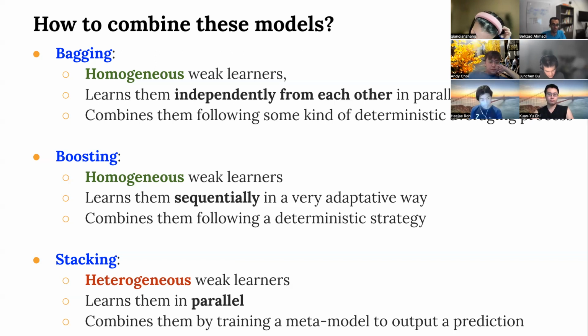Another approach is boosting, where you do not train them in parallel, instead train them in an adaptive sequential way, meaning that you train one of them, and then based on the result of that, train another one, and then based on the result of that, train another one. So you have to do it sequentially. Obviously, that will reduce the speed, and then you combine.